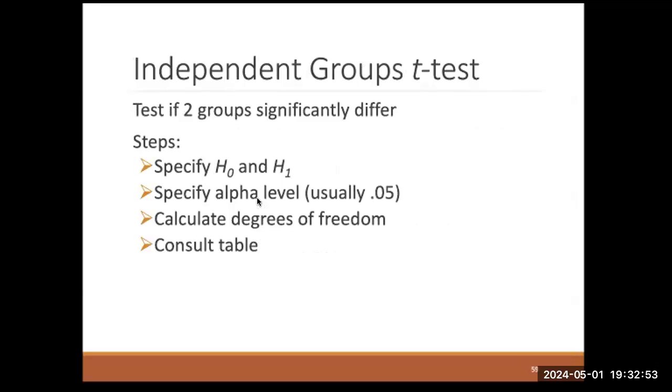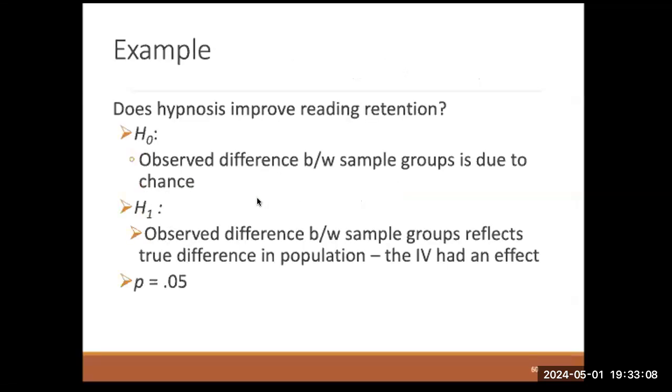We would specify the null and research hypothesis, talk about the alpha level, calculate degrees of freedom, and calculate and consult the table. Those are the steps to the independent groups t-test, and we will go over that so that you can do it. Fun, fun, fun, right? So, for example, the question is, does hypnosis improve reading retention?